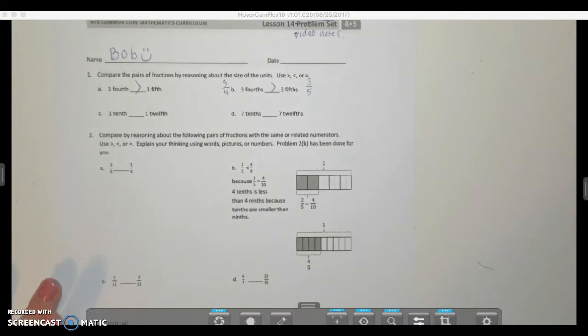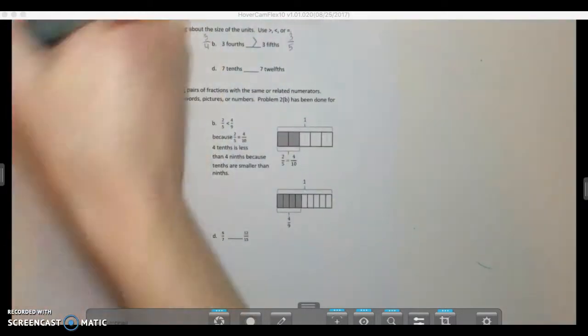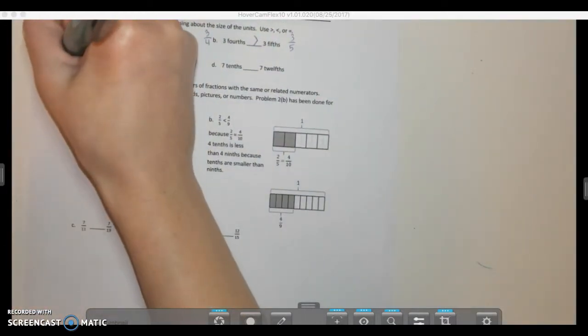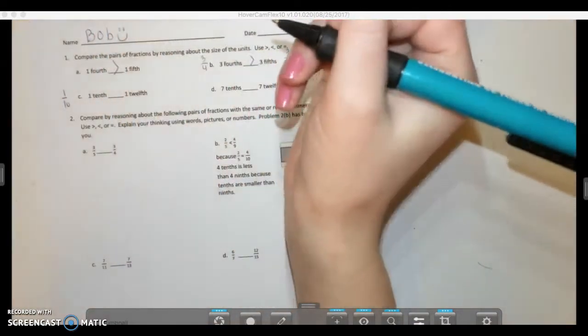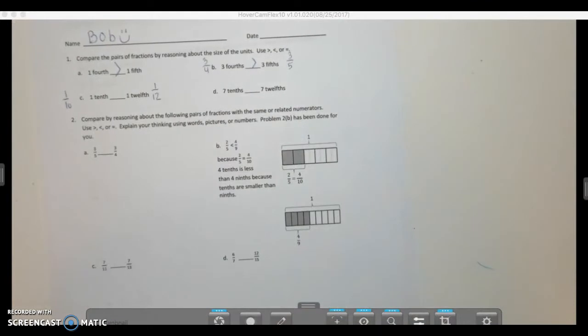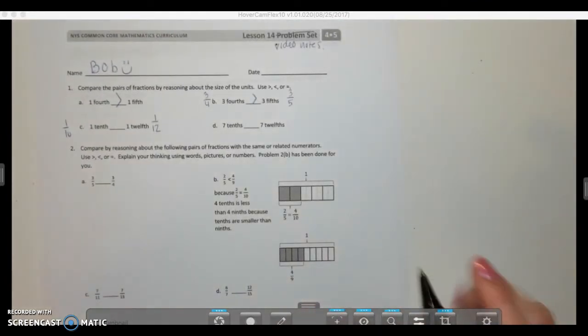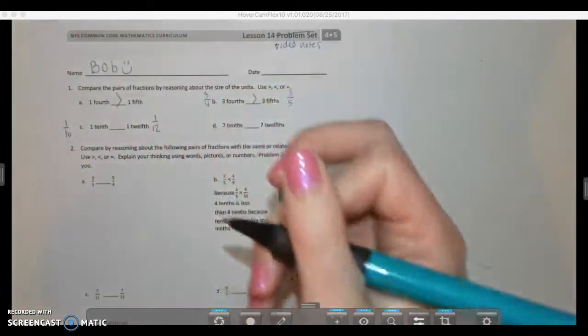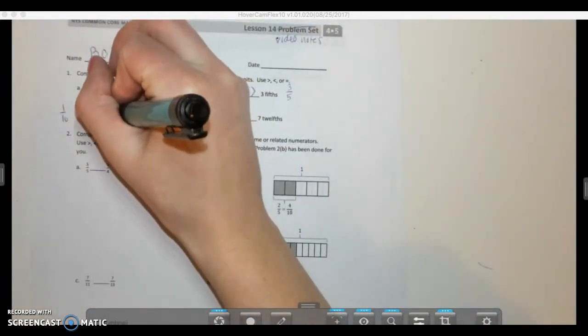And then on C, we have 1/10, which looks like this. And we have 1/12, which looks like this. So our numerators are the same, but our denominators are different. The 10 would be lower, which means 1/10 is bigger than 1/12.